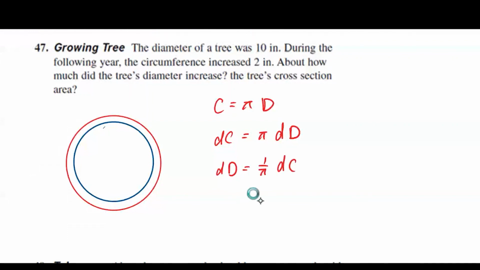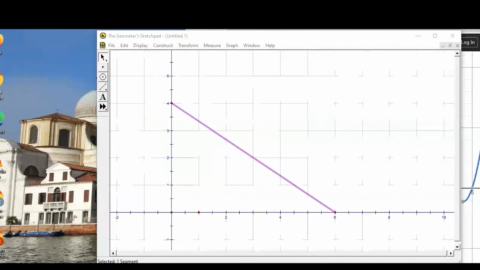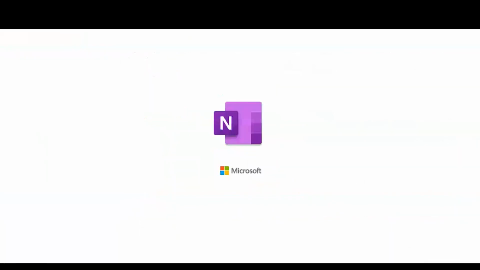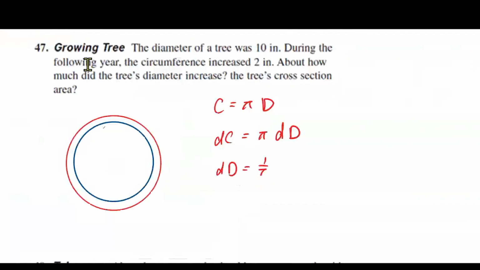Now, okay, my OneNote just crashed. It always happens, I mean, crash happens a lot more when I'm recording. Why is that? This times dc. So far, so good. And that dc is this thingy. So we plug in 2. So this is equal to 2 over pi inches. How about that? That makes sense to you?